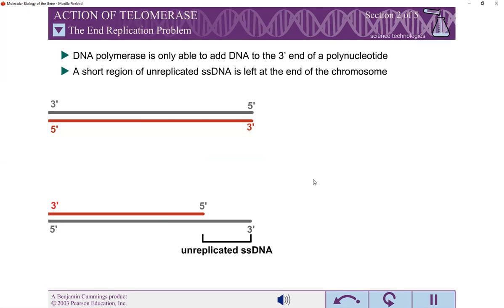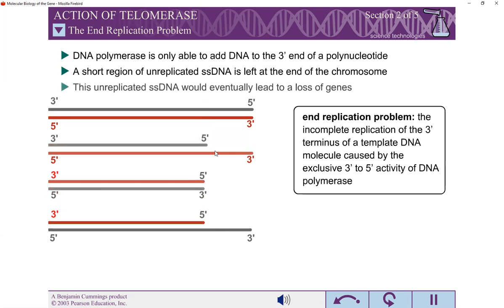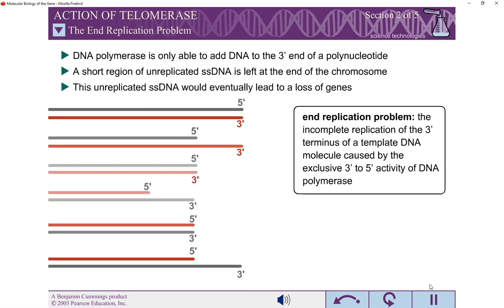Look here. This incomplete replication is called the end replication problem. If eukaryotes did not have a way to solve this problem, the linear chromosomes would become shorter after each round of replication, leading to loss of genes at the ends of chromosomes. Now see, this is the major problem that is referred to as the end replication problem.